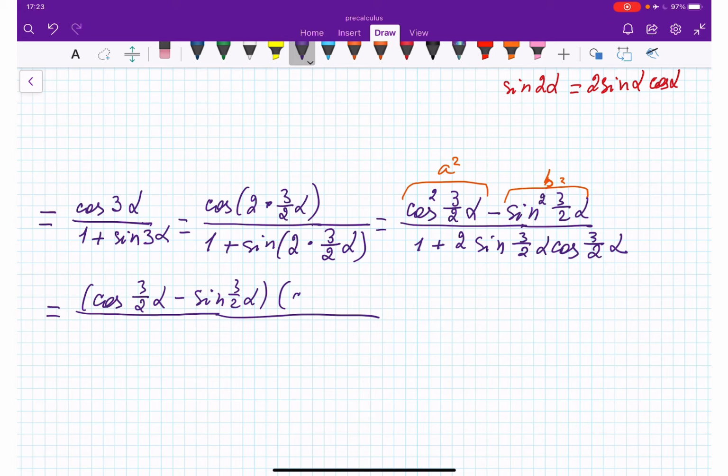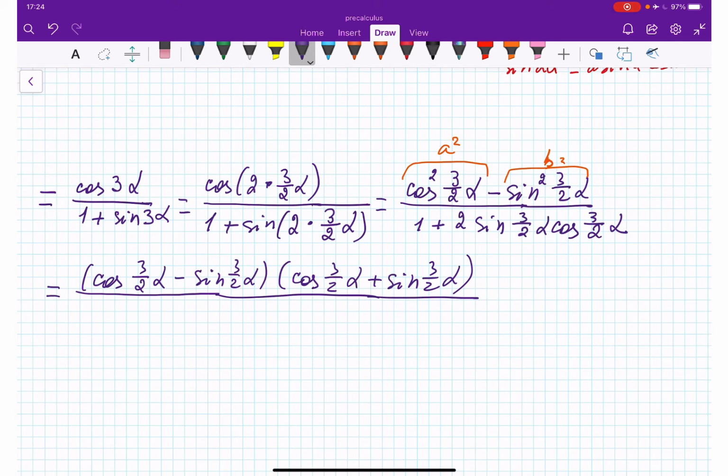And then cosine 3 over 2 alpha plus sine 3 over 2 alpha. So first I separated parameters. Now since I have square, I'm getting rid of this square, right? So next I have here cosine alpha minus cosine beta, cosine alpha plus cosine beta.